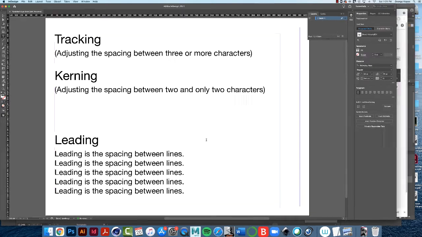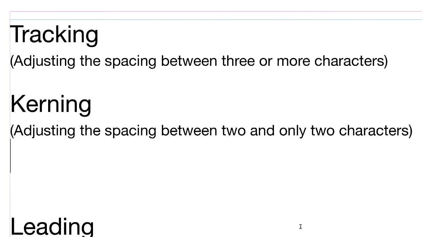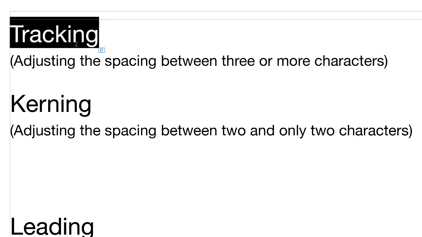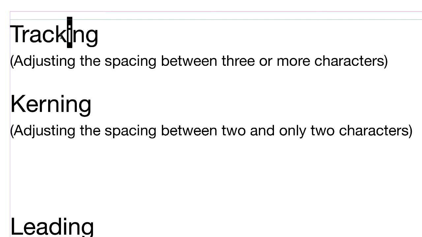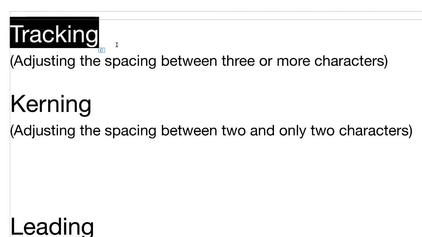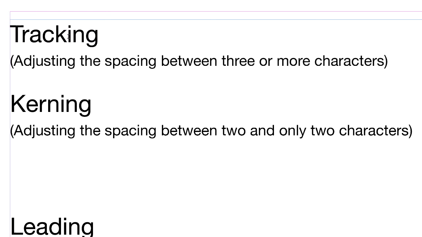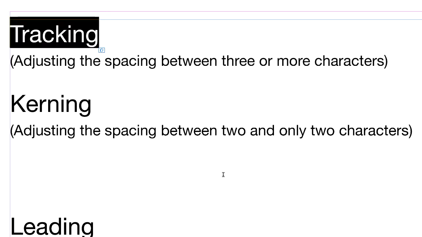So tracking is adjusting the spacing between three or more characters. The way I adjust the spacing between three or more characters is I select whatever it is I want to adjust. Again, I could choose three characters or a whole line. I could choose an entire sentence. For this one, I'll just choose the word tracking.